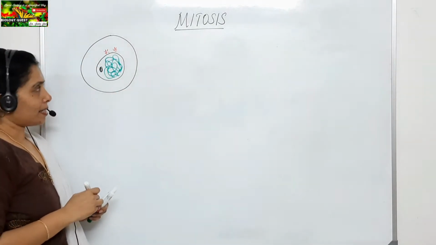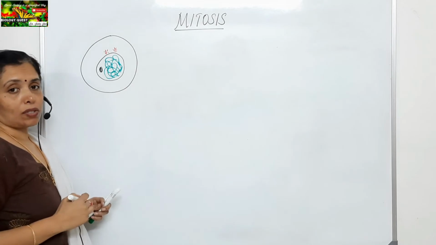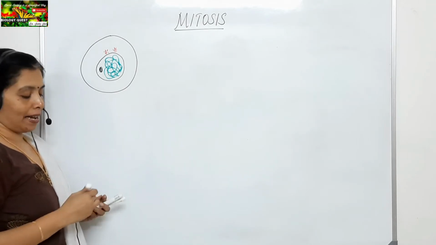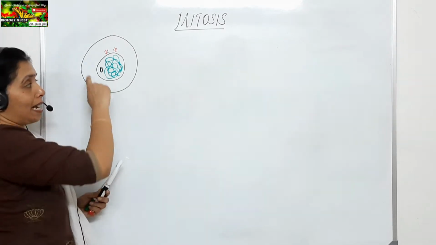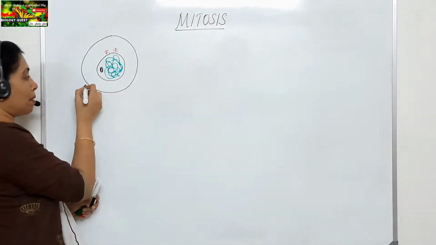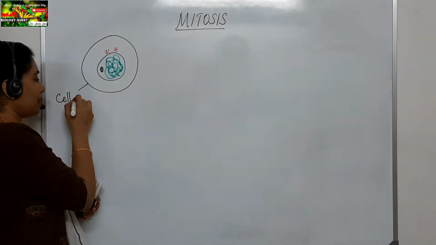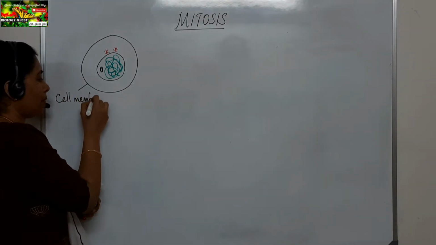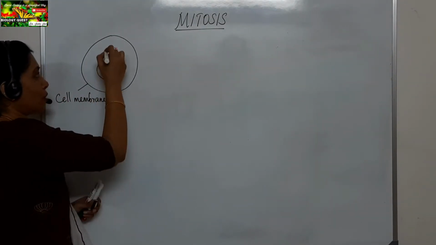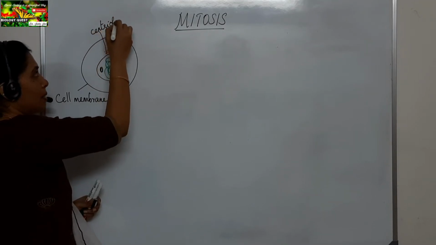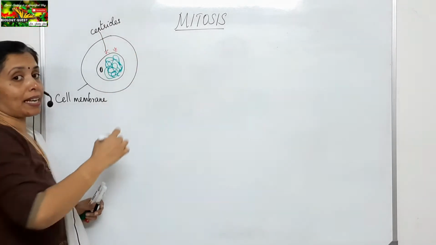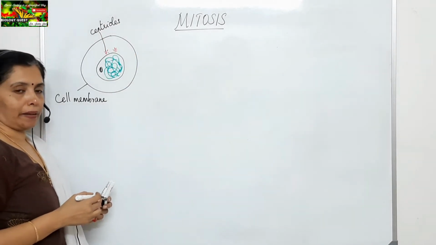Okay, so that will be the structure of an animal cell at the interphase stage. That is an animal cell because it has an outer membrane, which is the cell membrane, and it has the centrioles. Centrioles are present only in animal cells. Centrioles are absent in plant cells.